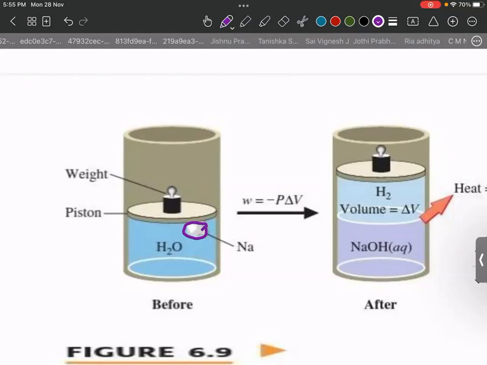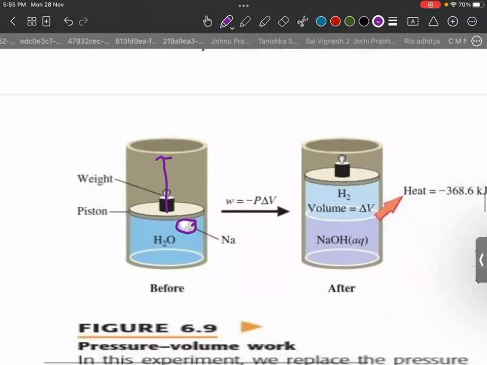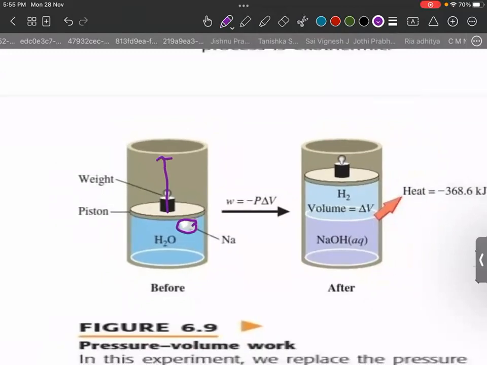So that hydrogen gas will expand, due to that the piston will go upwards. Because of the sodium metal, when you put it into the water, a chemical reaction takes place and it gives off hydrogen gas. When the gas comes, the volume increases, due to that the piston will go from this state to this state. Initially it was here, finally it was here. Now we are going to calculate how much heat energy has been given out.